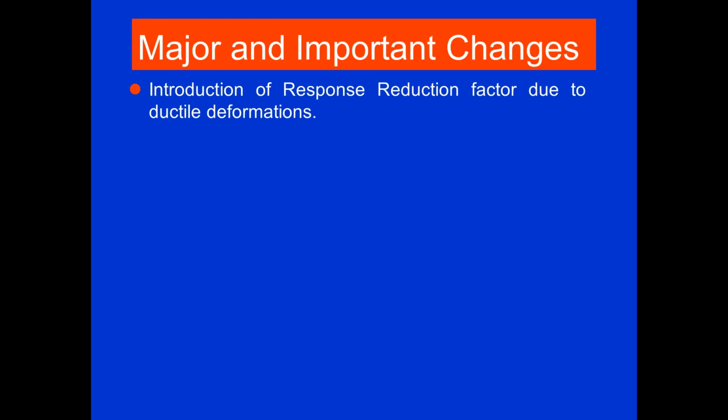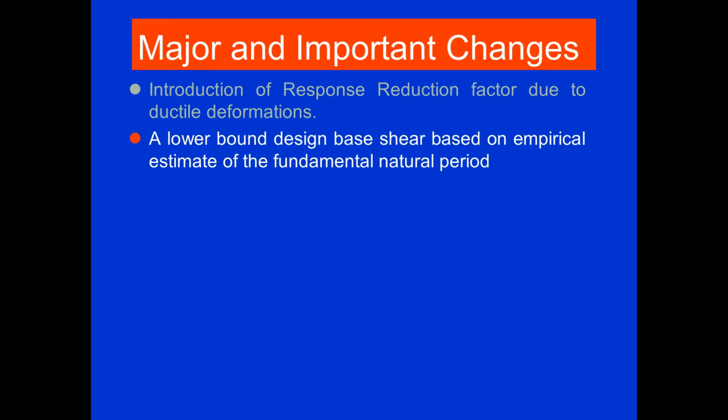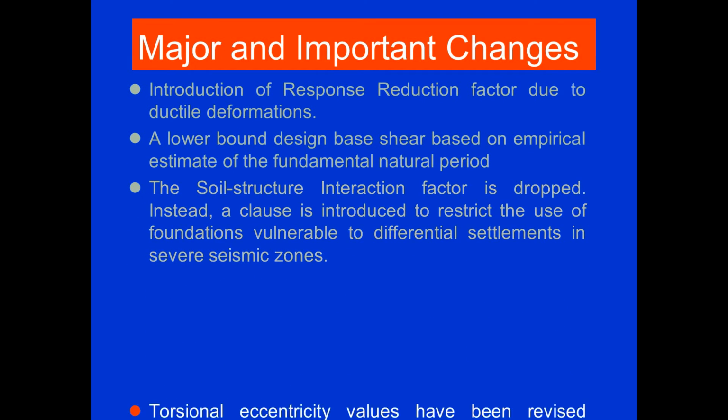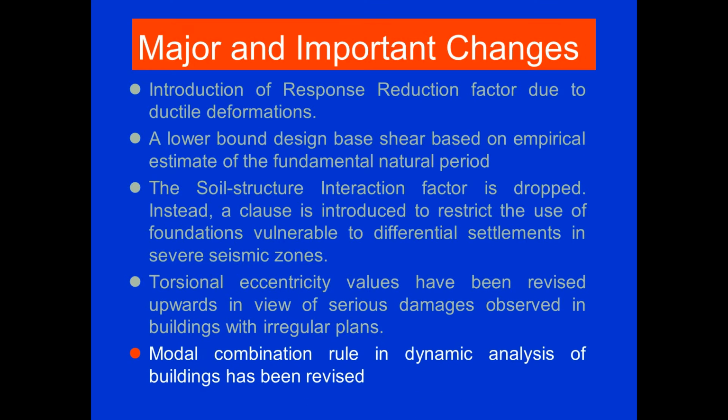Then the introduction of the response reduction factor is there due to ductile deformation. Then lower bound design base shear is considered. Soil structure interaction is there, torsional eccentricity is there, modal combination is there. These are the major important changes which take place. We will see step by step when we go through the details in IS 1893. This is just the changes and outline.